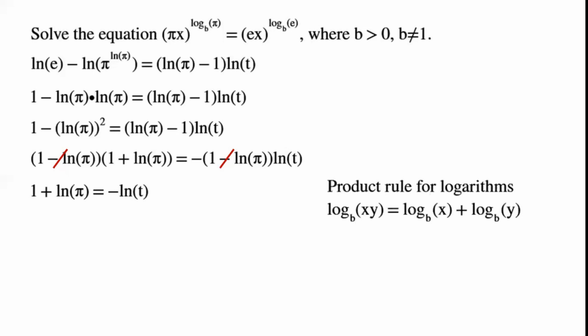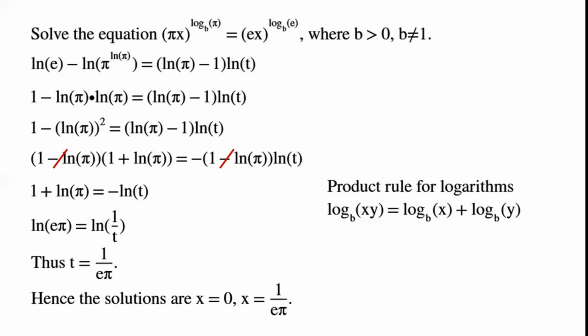Product rule for logarithms: log_b (xy) equals log_b x plus log_b y. So we can now write ln of (e times π) equals ln of 1 over t, thus t equals 1 over (e times π). Hence, the solutions are x equals 0, x equals 1 over (e times π).